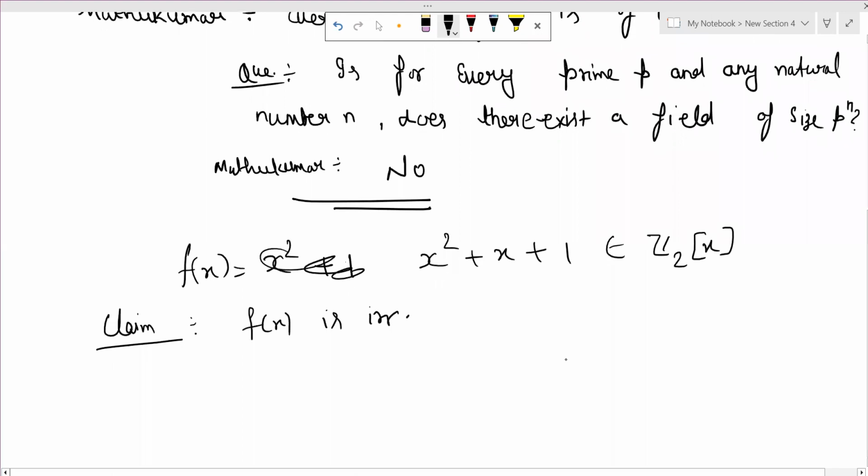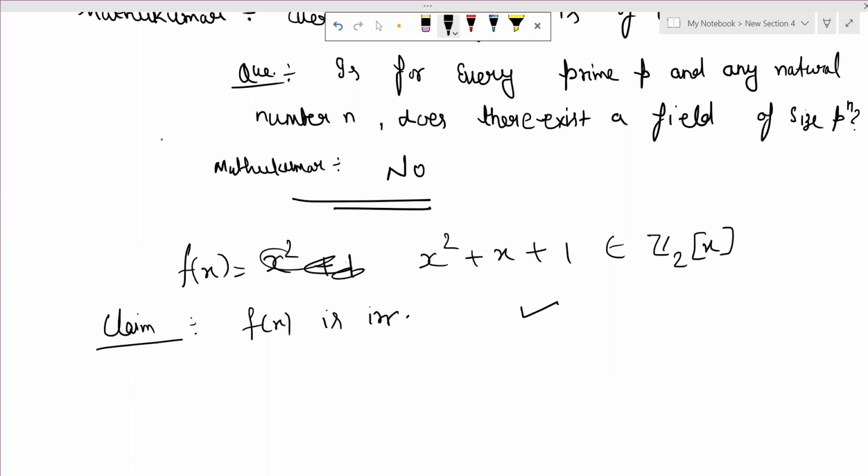Because in Z2 we have only 2 elements, 0 and 1, and they are not roots of this polynomial, right? Yes, both are not satisfying. So we are done. It is irreducible, and Z2 is a field, right? Z2 means Z mod 2Z. Sir, this irreducible condition, can you again say?